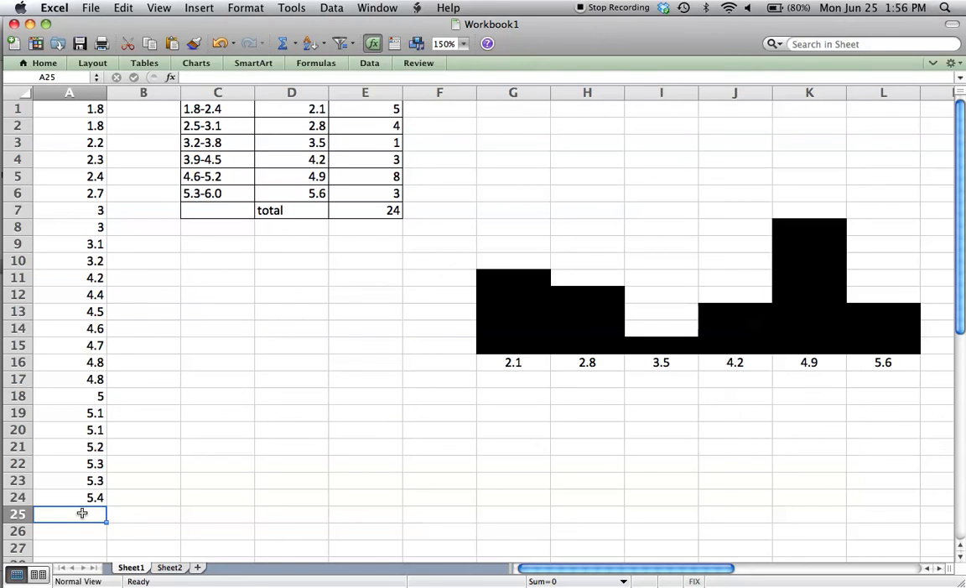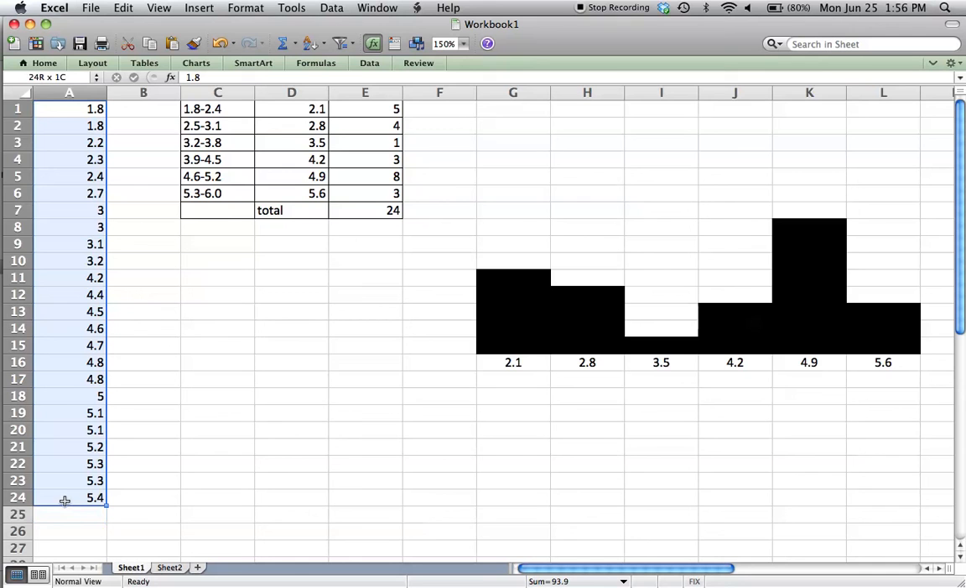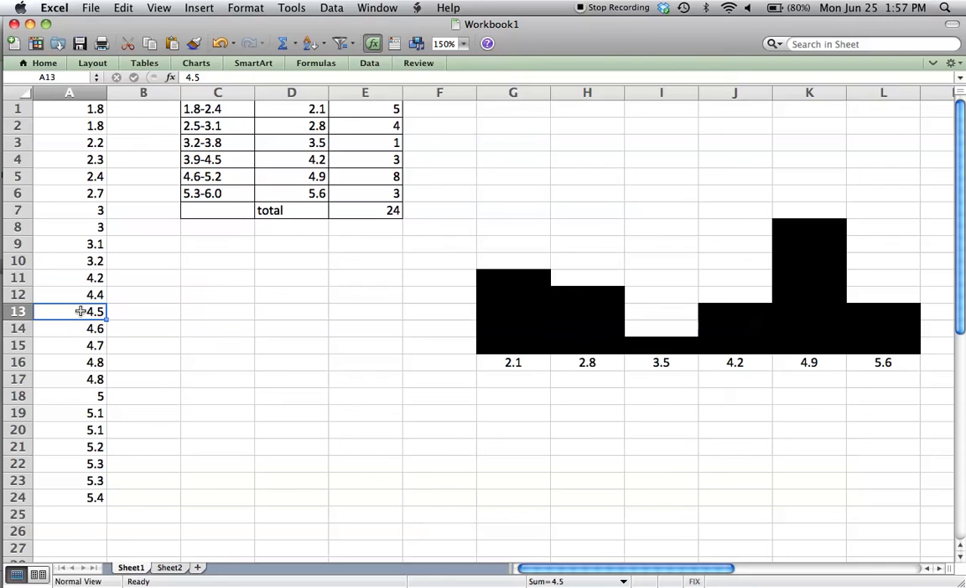Now the median is the middle number, so if it's a small number of numbers, then it's relatively easy to see where the middle is. Now there are 24 numbers here, and so the middle number is 12. But 12 is not the middle number. 12 is the last of the first half, and 13 is the first of the second half. So in other words, it's right in the middle, somewhere between 4 and 4.5. So you would say that the median is 4.45.